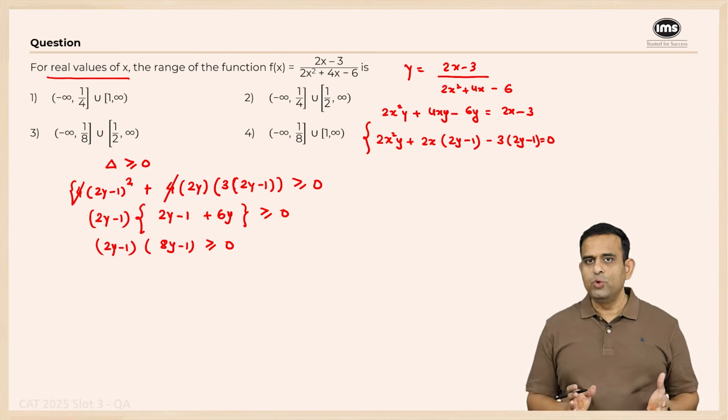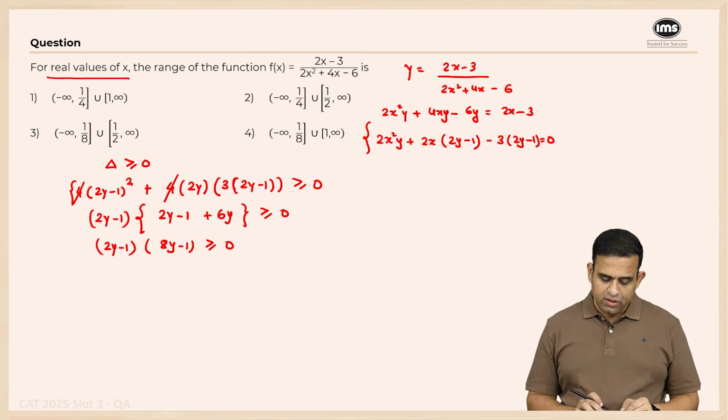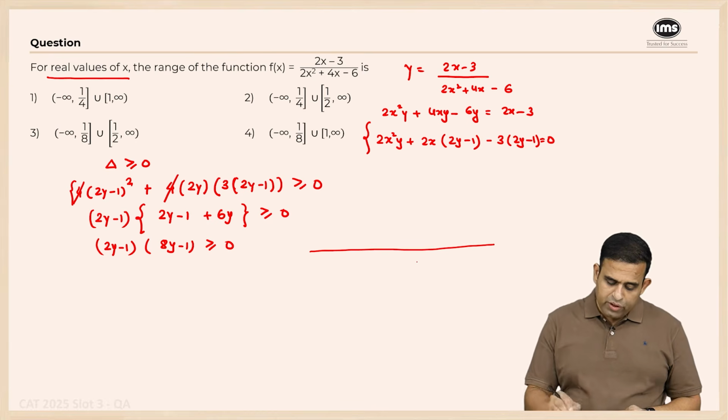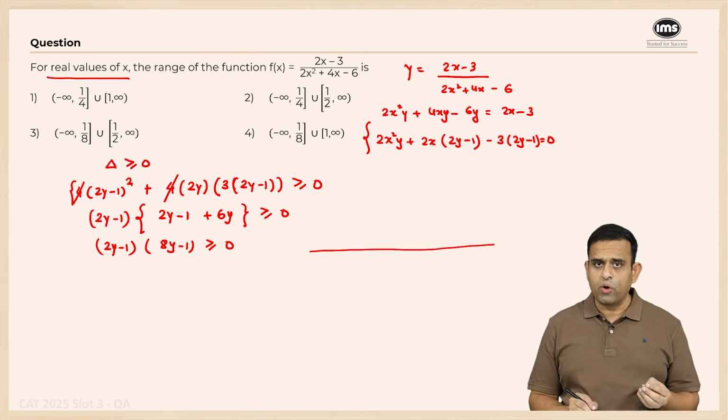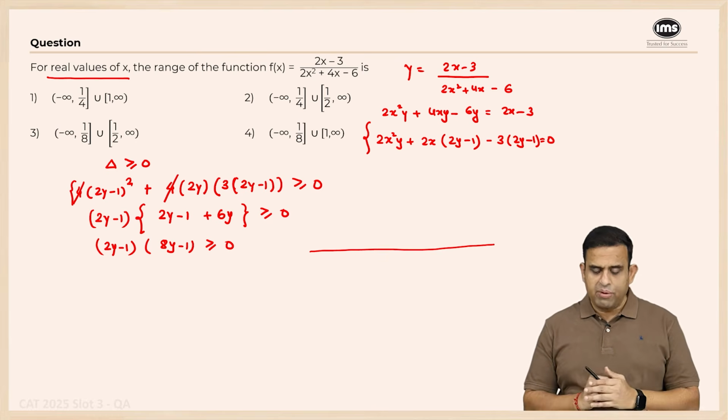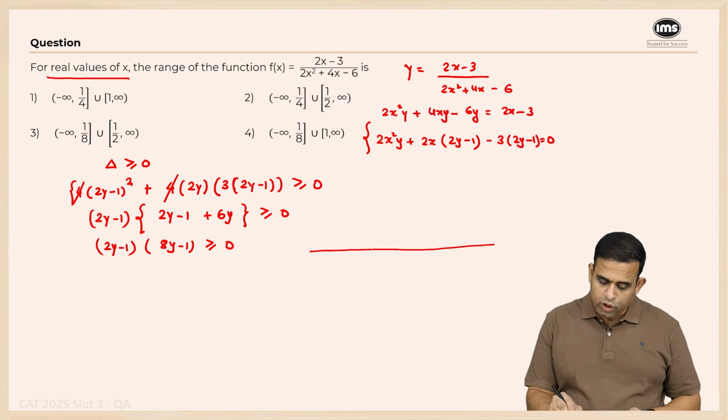So once we got the two factors, this becomes very straightforward now. We can say what value of y will make it equal to 0. So the critical points over here would be: one for y equal to half and one for 1 by 8. So we got 1 by 8 to be the lower one and 1 by 2 to be the higher one.